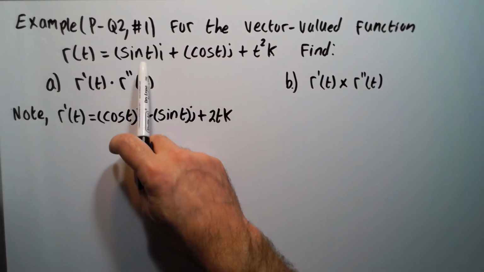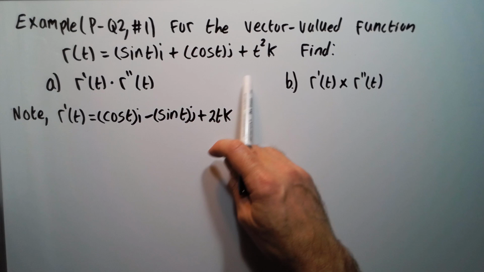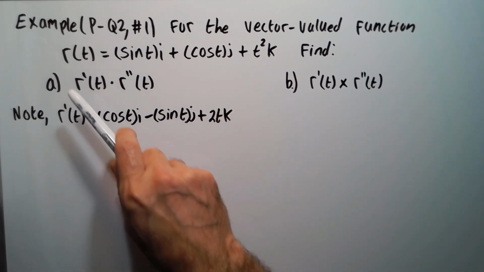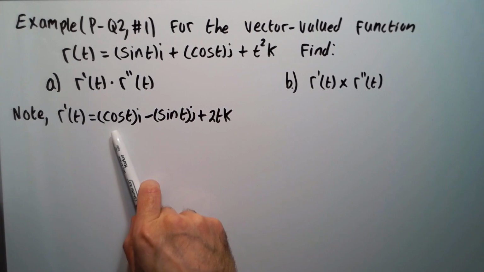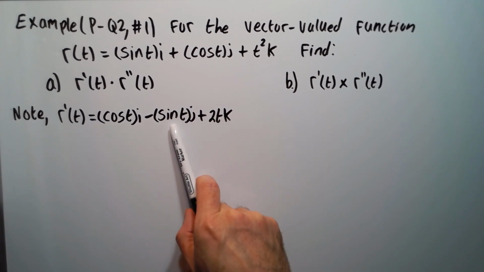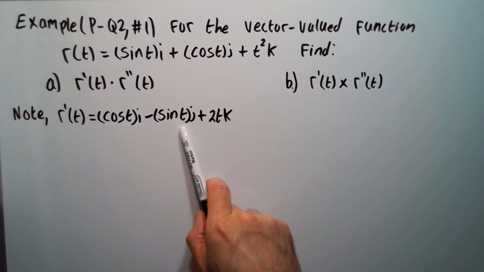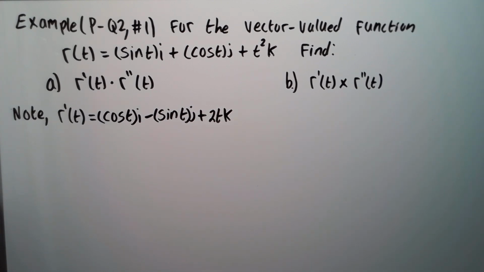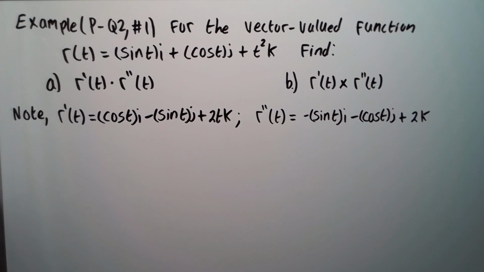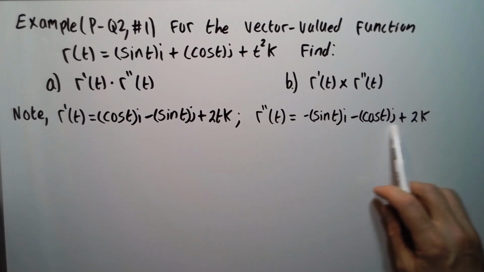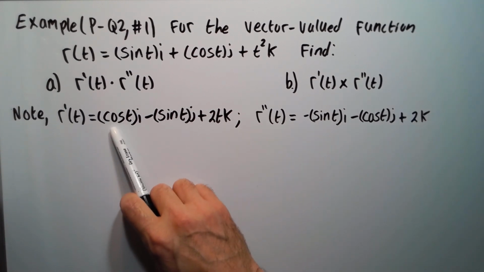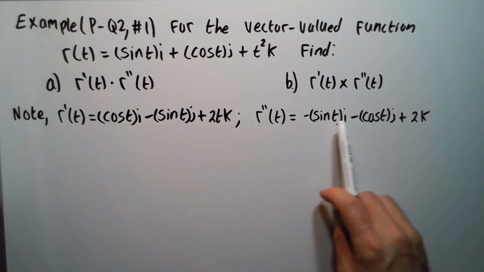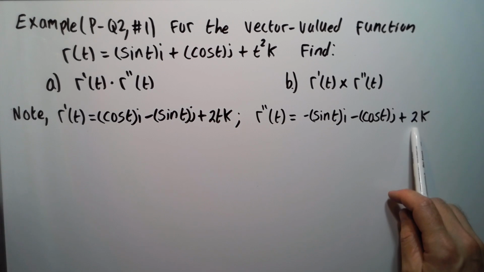Okay, so here's our r prime. Again, the derivative of sine is cosine, the derivative of cosine is minus sine, the derivative of t squared is 2t. Let's do now the second derivative. So it'll be the derivative of this guy. The derivative of cosine is minus sine, the derivative of minus sine is minus cosine, and the derivative of 2t is 2. So I'm going to write that here. Okay, so I have it here, my r double prime. So again, the derivative of cosine is minus sine, the derivative of sine is cosine with a minus sign in front, and the derivative of 2t is 2.